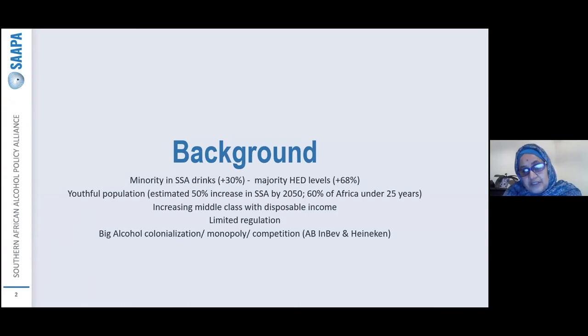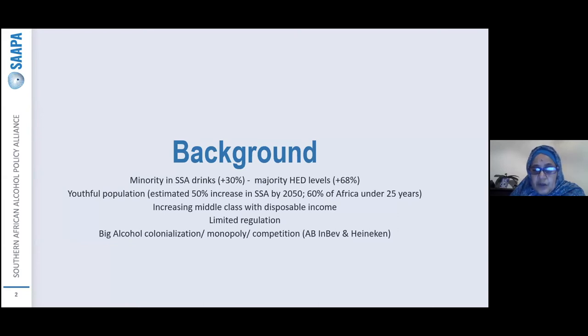There are real challenges that have been experienced in countries of the South around moving our governments to look at alcohol as an impediment to development. So just maybe as a background, a key issue is that the African continent and Southern Africa is at the moment a bit of a playground for the industry, that more or less 30% of people drink in the region. But of those that drink, almost 70% of them drink at heavy episodic levels.